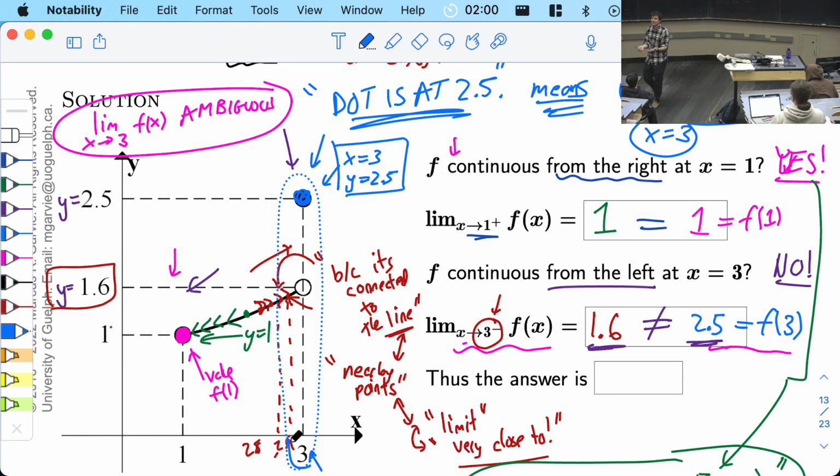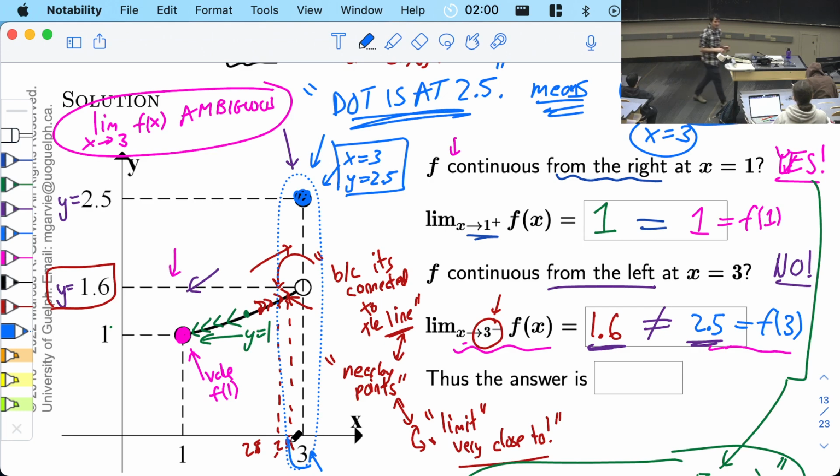Yes, right. Continuous means the value equals what it approaches. This is a good observation. If it has an open dot and then a solid dot somewhere else, then it's not continuous, because the value is not what it approaches. Yes, very good. Anyone else?